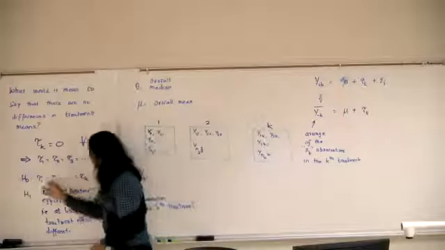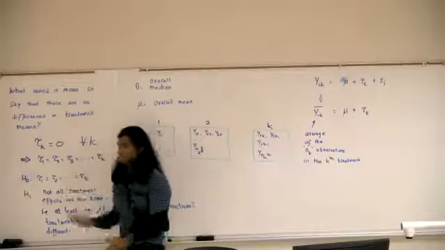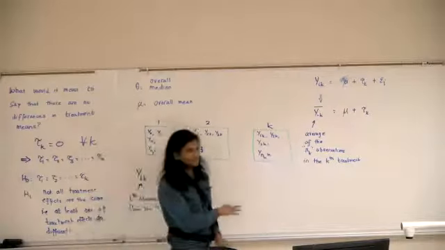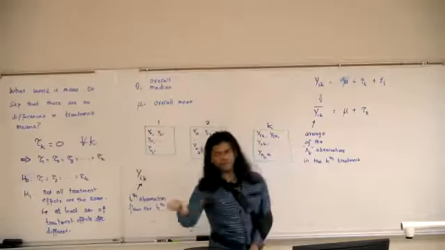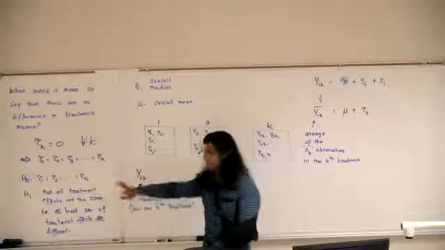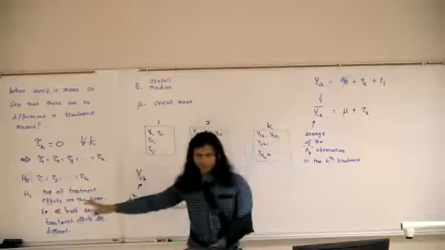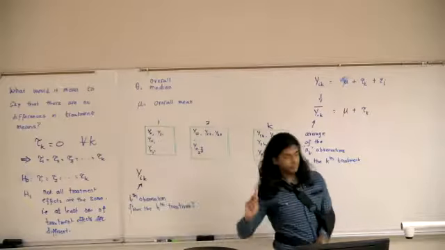When people look at this null, immediately they will write the alternative as tau 1 not equal to tau 2, not equal to tau 3, all the way to not equal to tau K. But that is just one possibility.